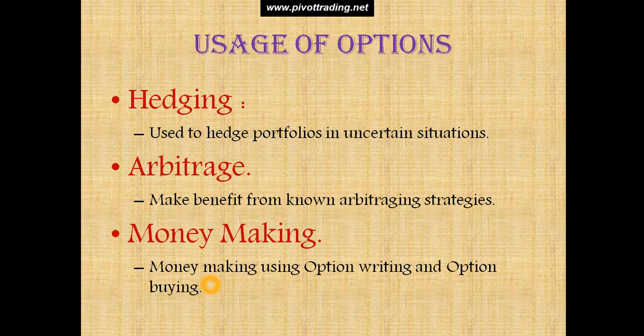The second important usage of options is arbitrage. Now, there are many people who benefit from arbitrage strategies. There are many people who know how to use options for different arbitraging purposes. They apply different strategies. They analyze the market, they look at the price movement, they identify the volatility, and then they design the strategy for arbitraging. So this is another usage of options where people define their strategies to make money.